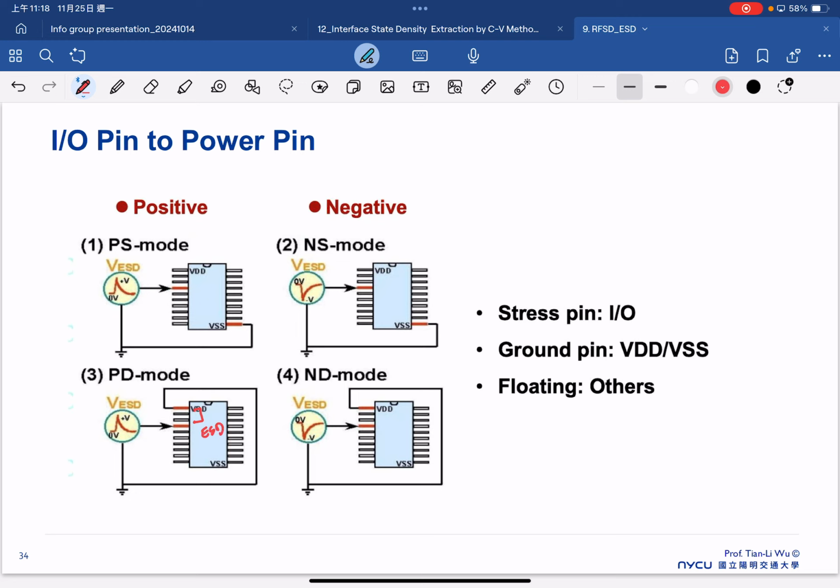We try to test the ESD capability between these 2 pins. That's how we realistically do the ESD testing. So you have to test all the pin to pin to make sure that your packaged device can sustain a good ESD capability. Also, not only the positive, but we also do the negative test as well. So it depends on your ground pin. Your ground pin can be the VDD or VSS.